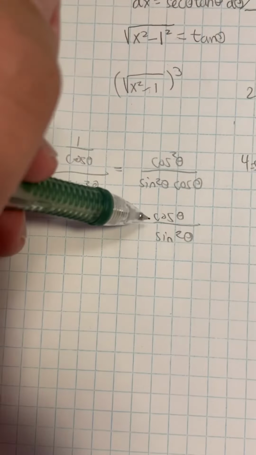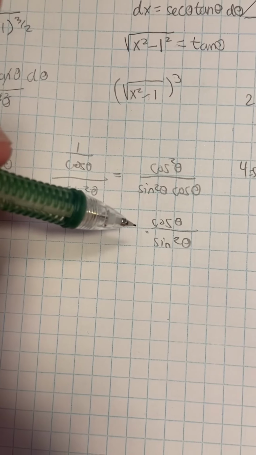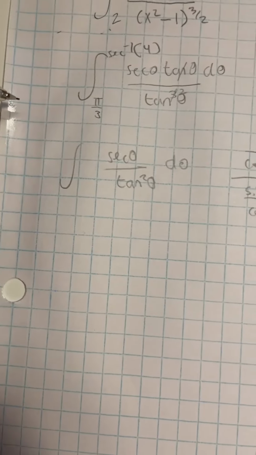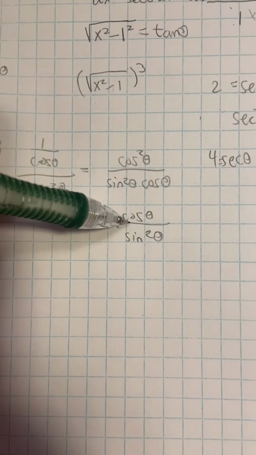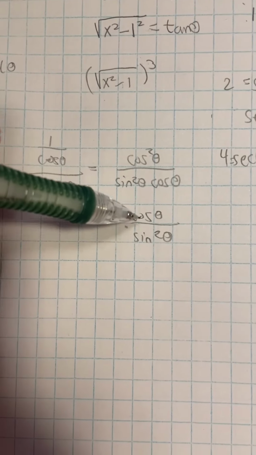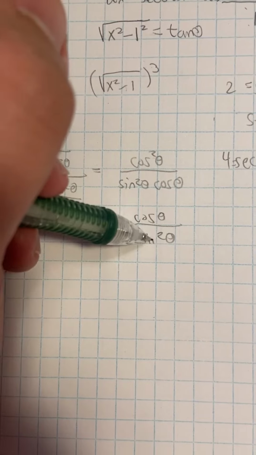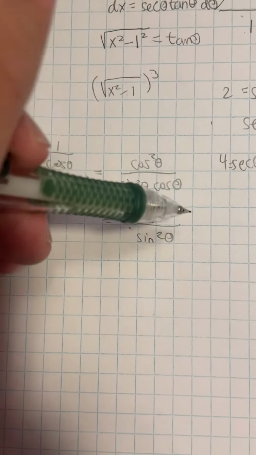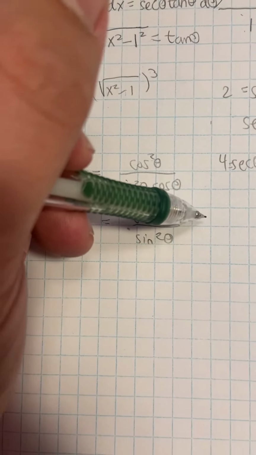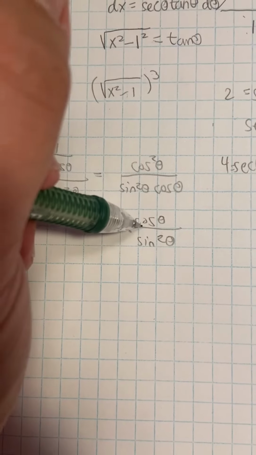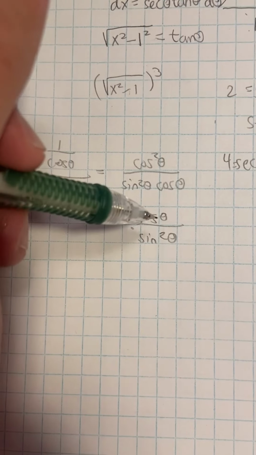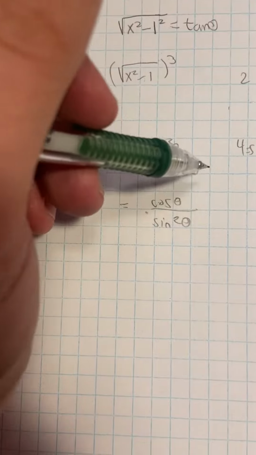Now here is where I got confused, because I thought that this needed to be converted. We know that 1 over sine theta becomes cosecant theta, right? And then cosine over sine theta becomes cotangent. So I thought that we'd end up writing this as cotangent times cosecant theta.